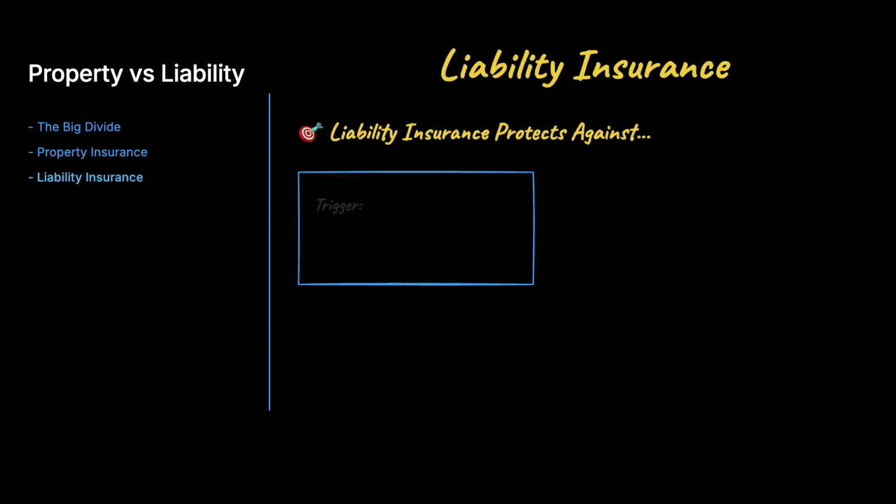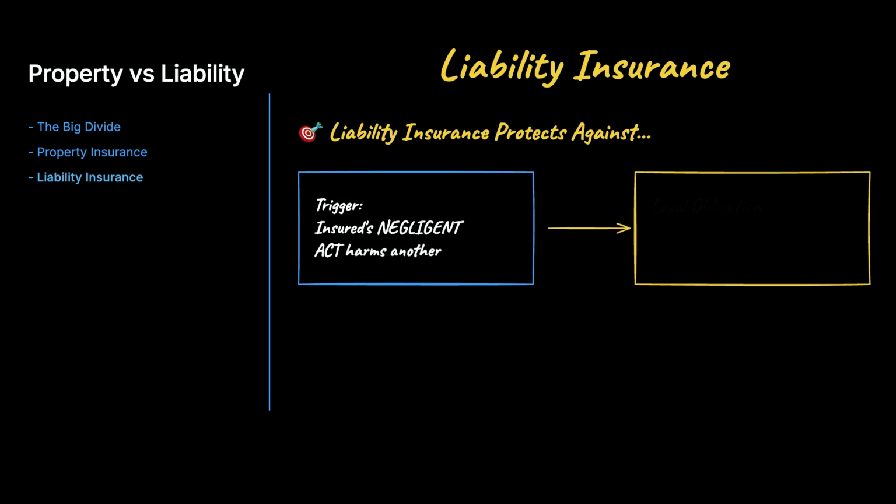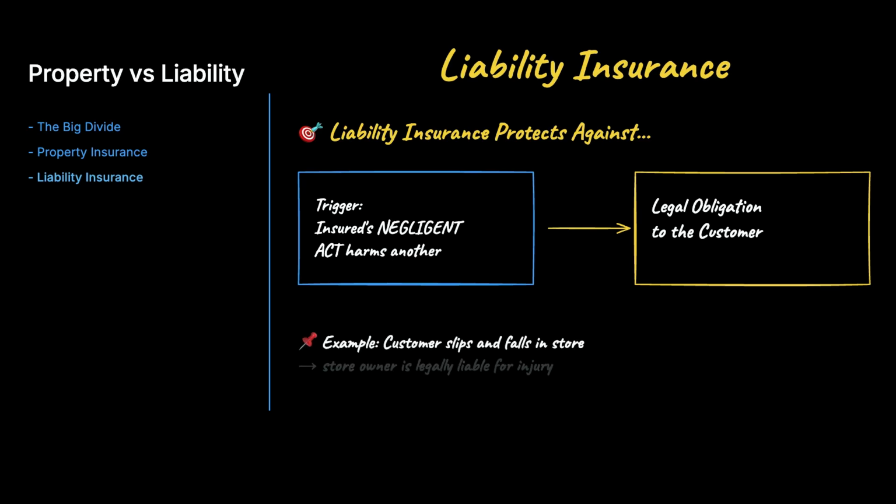Liability insurance points the other direction entirely. It protects the insured against the financial fallout of being held legally responsible to someone else. The trigger isn't damage to the insured's property. It's the insured's negligent act harming another. That slip and fall is liability. What the insured owes is a legal obligation to the customer.